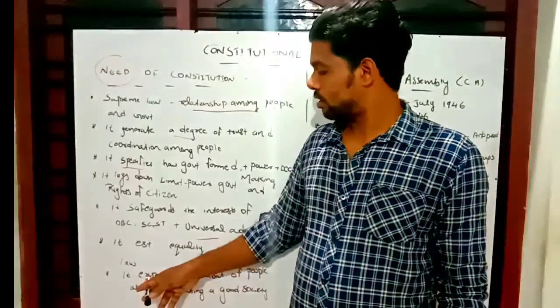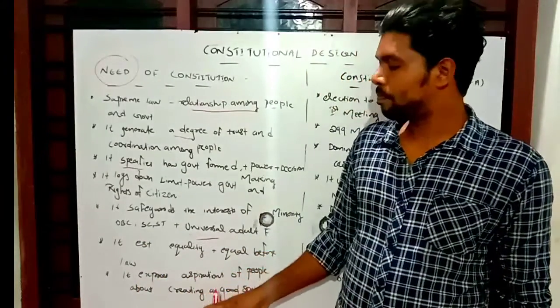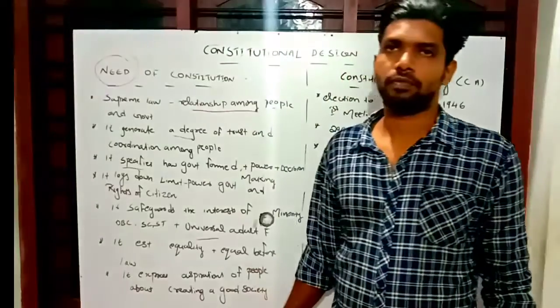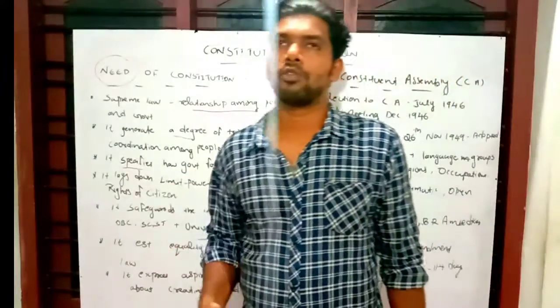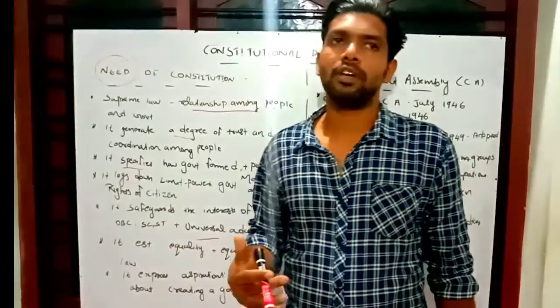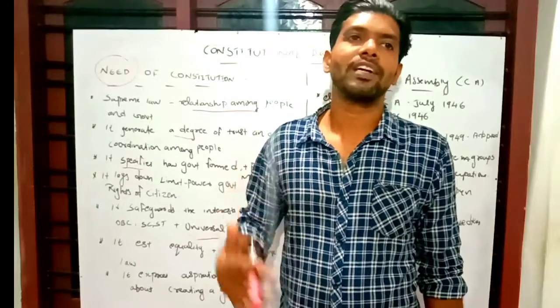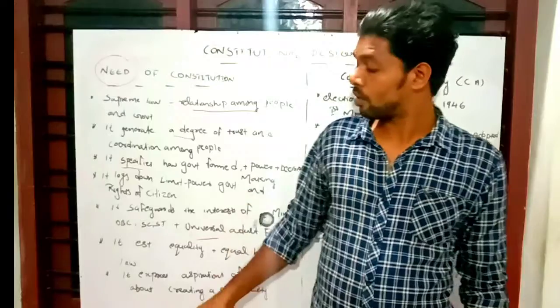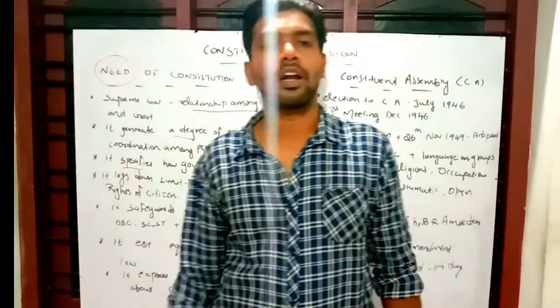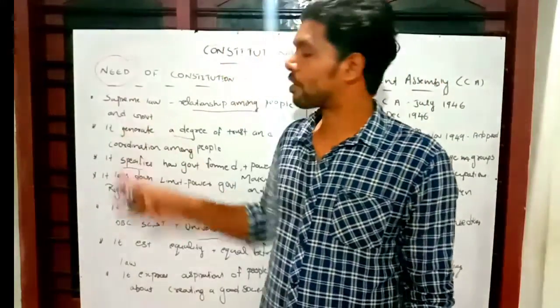The last one, it expresses the aspirations of the people about creating a good society. ഭരണഘടന എക്സ്പ്രസ് ചെയ്യുന്നു ജനങ്ങളുടെ ആസ്പിറേഷൻ, അഭിലാഷമാണ് എങ്ങനെ ഒരു നല്ല സമൂഹം കെട്ടിപ്പടുക്കാം എന്നുള്ള അവരുടെ ആഗ്രഹങ്ങളും അഭിലാഷങ്ങളുമാണ് ഭരണഘടനയിൽ നമുക്ക് കാണാൻ പറ്റും. That's about the need of a constitution.